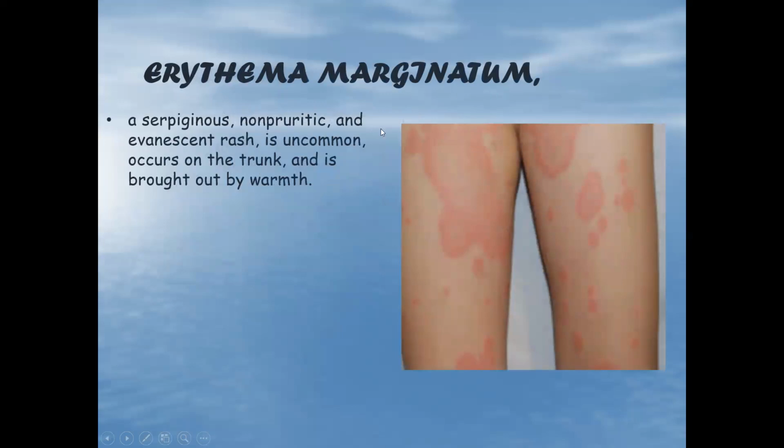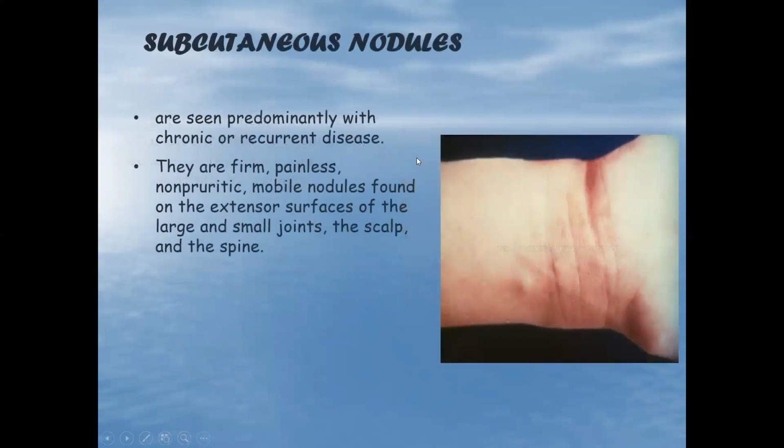Then erythema marginatum, this is a serpiginous, non-pruritic, and evanescent rash, is uncommon. It occurs on the trunk and is brought out by warmth. Subcutaneous nodules, these are seen predominantly with chronic or recurrent disease. They are firm, painless, non-pruritic mobile nodules found on the extensor surfaces of large and small joints, the scalp and the spine. These are the nodules they're talking about.